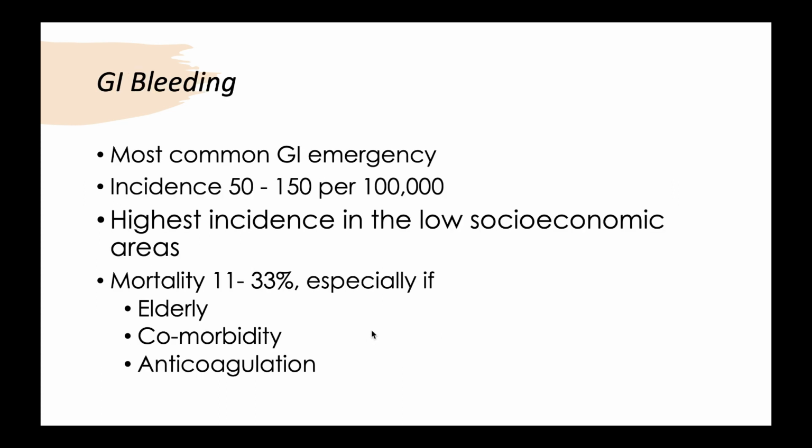So, GI bleeding. Why is it important? It is the most common GI emergency, with an incidence of around 50 to 150 per 100,000. It's very common in poorer areas, and unfortunately it has 11 to 13% mortality, especially if they have comorbidities, if they're elderly, and if they're on any sort of anticoagulants. So these things are very important to establish, especially if you're taking a history.